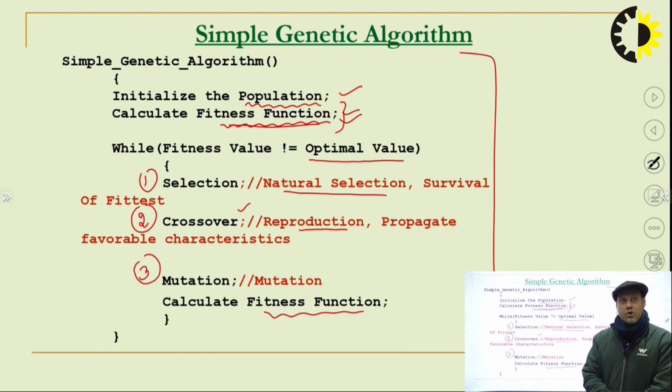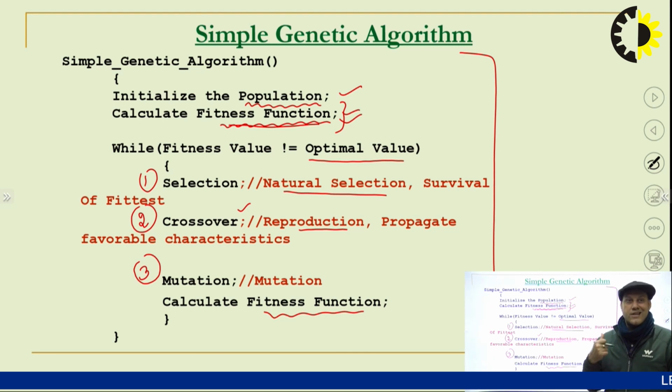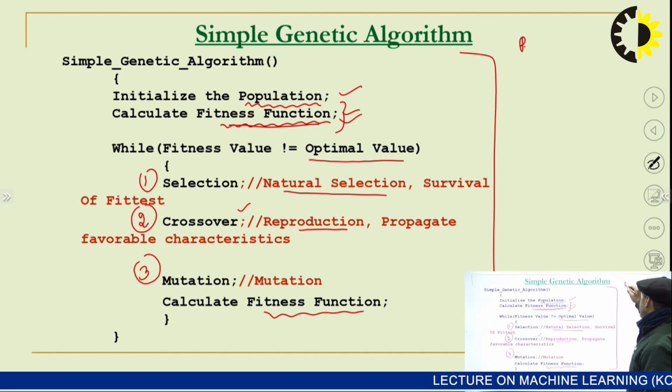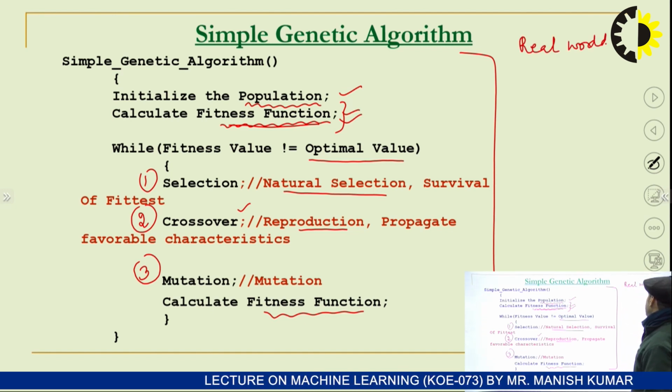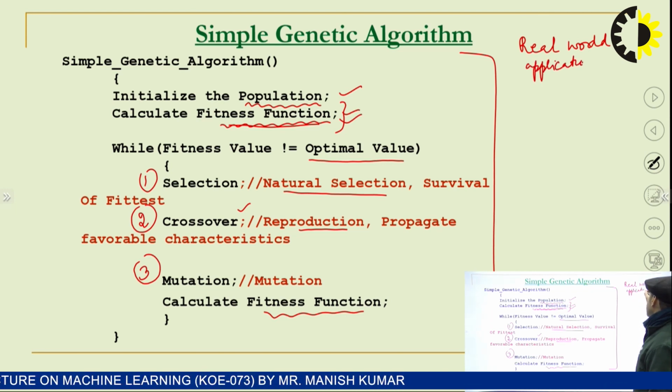Also, for code breaking, we can use the concept of genetic algorithm. It is also used in wide applications of image processing and artificial creativity. So it can be used and implemented in real world applications.